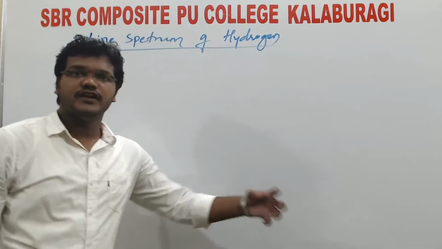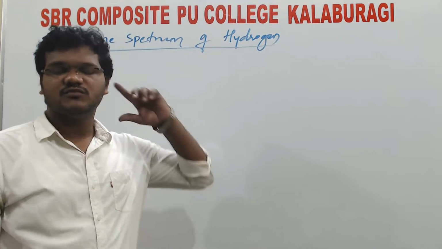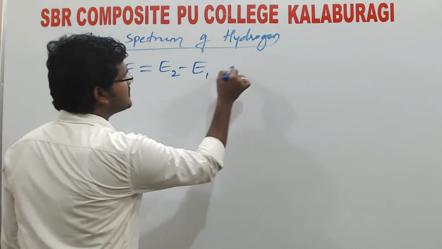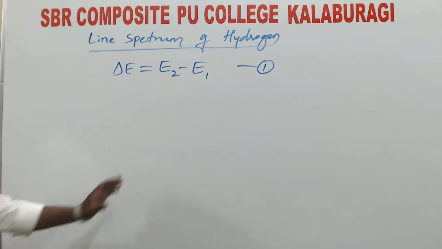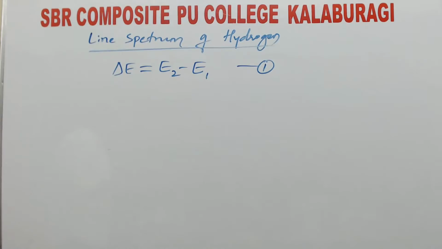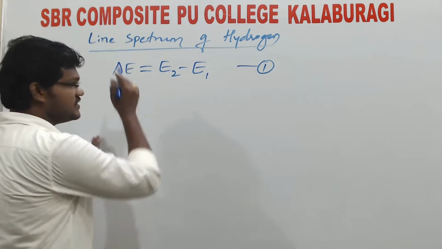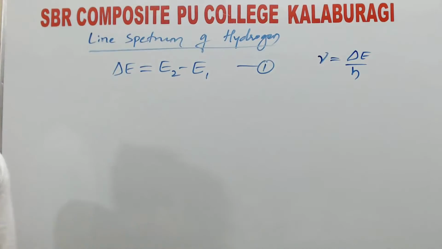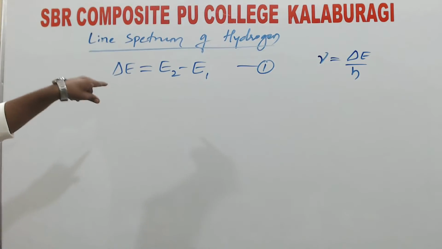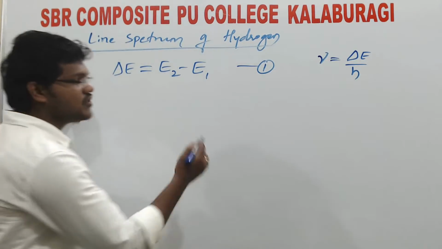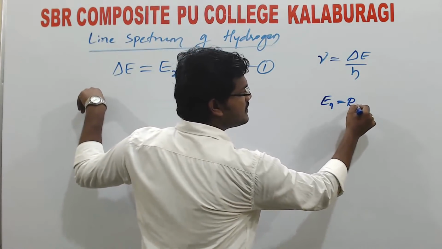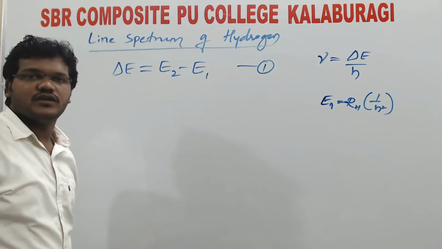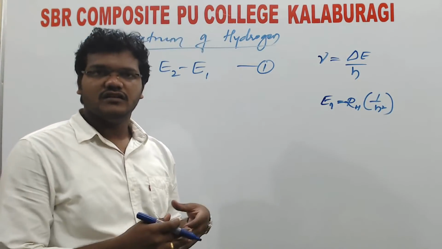See, the energy difference of 2 different energy levels, or 2 different orbits, that is nothing but my delta E. It can be expressed as E2 minus E1. This is equation number 1. Similarly, we even know that earlier I have written delta E, in that case nu, I was comparing as delta E by h. Delta E is equal to minus RH by N square, where N is 1, 2, 3, 4, and so on.